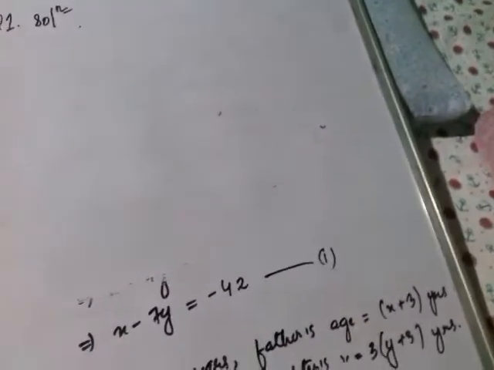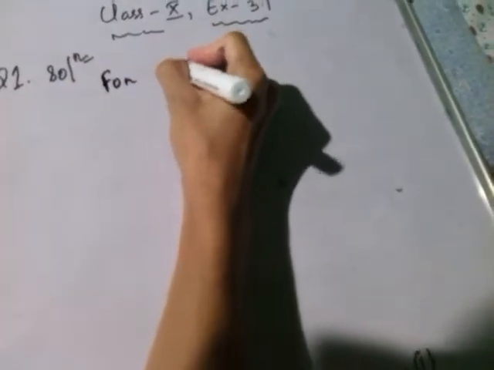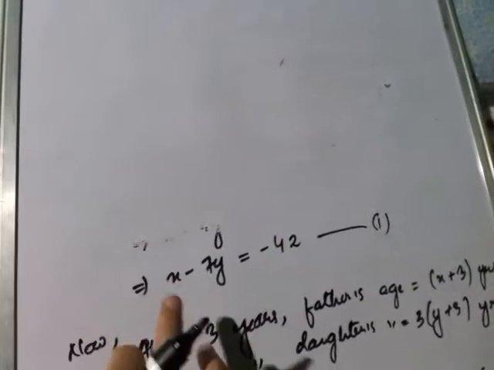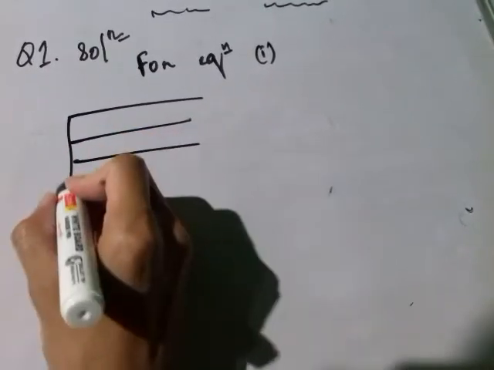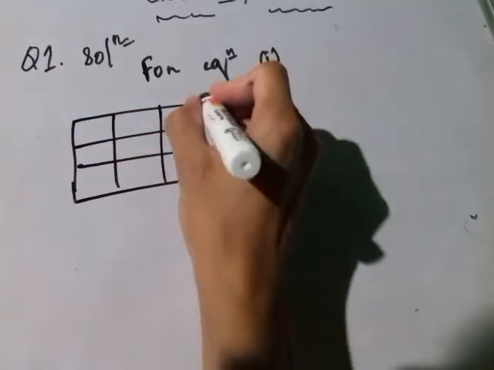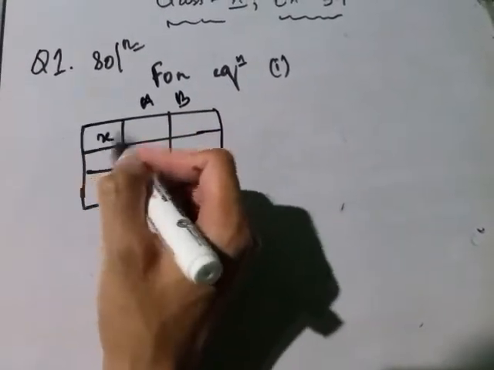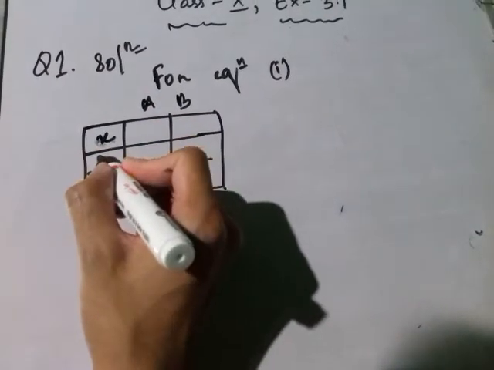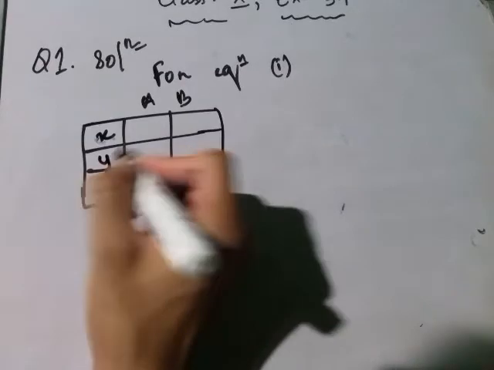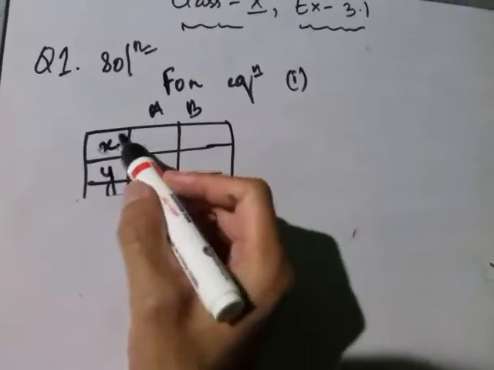Now you see, for equation 1 we will do this. What was equation 1? x minus 7y equals minus 42. So for equation 1 we will make a box. Here will be a, b. You will denote as a and b. Then x and y. I have already made this one. So x and y will be, after that, what will be here?